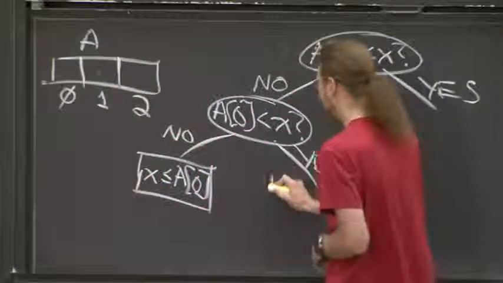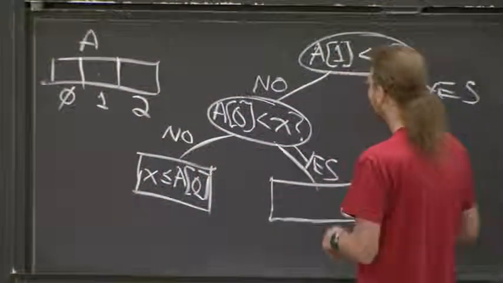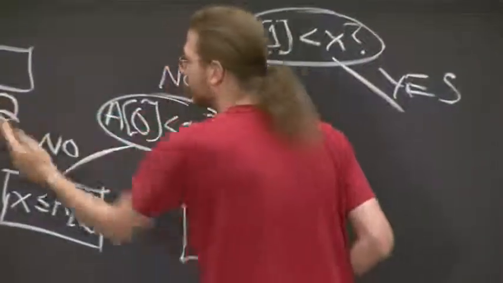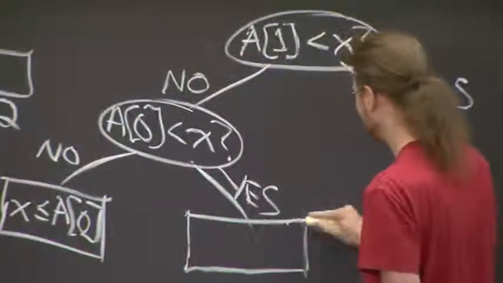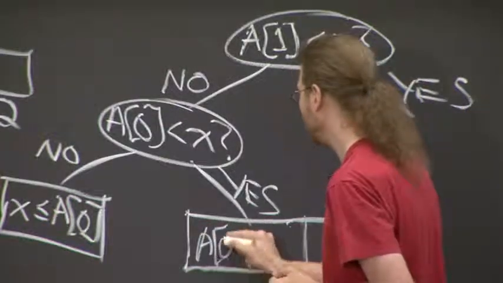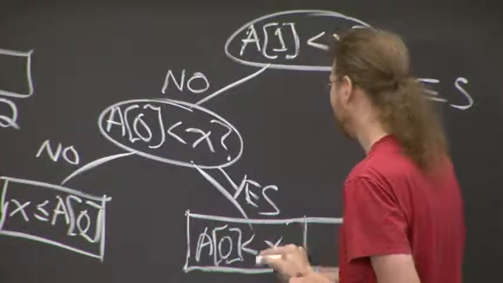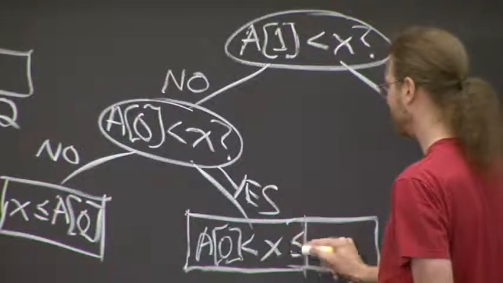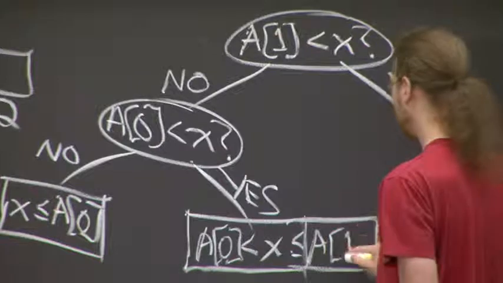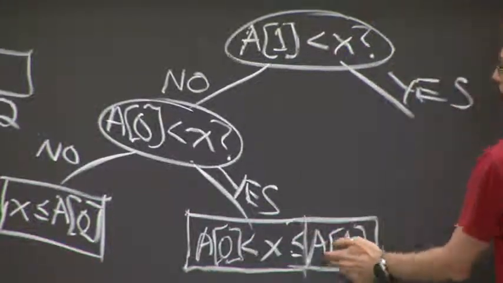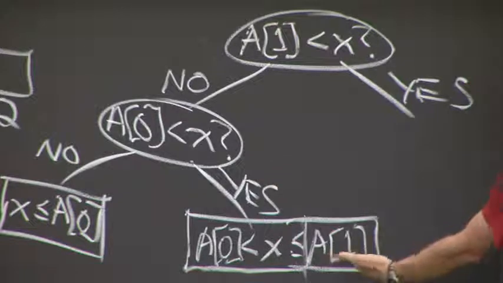Okay? If the answer is yes, there's no to this question, yes to this question, then you know that x falls in between here. Probably need a wider box for this. So we have A0 is less than x. That was the yes to this. And the no to this means that x is less than or equal to A1. And so we've basically identified where x fits. It's in between those two values, possibly equal to this one. Again, one more comparison, you could figure that out.